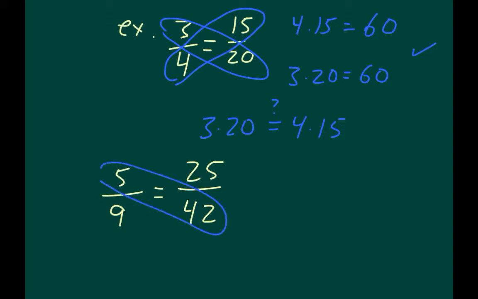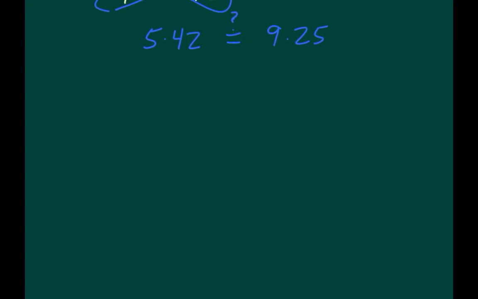Then I do my 5 times 42. We're saying that that should equal 9 times 25. Maybe I could put a little question mark above my equals. Are those equal? If so, they'd be a proportion. 5 times 42, well, 5 times 40 would be 200, right? 5 times 2 is 10, so this should be 210 if I did that right. So does that equal 9 times 25?